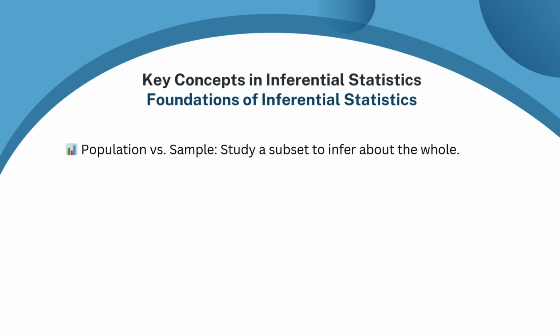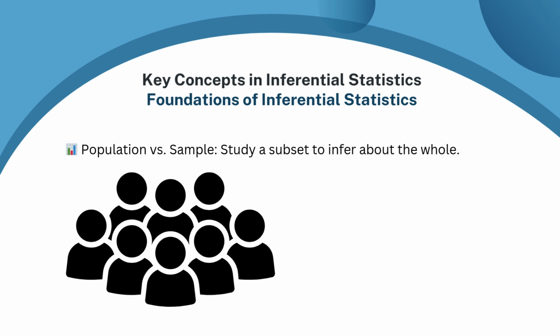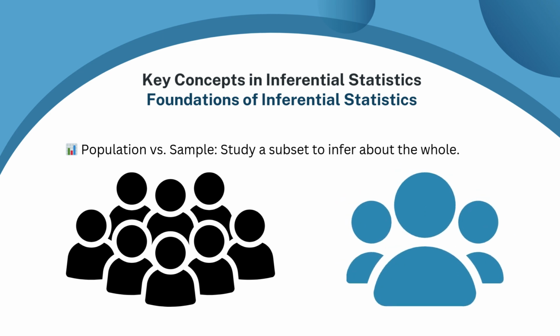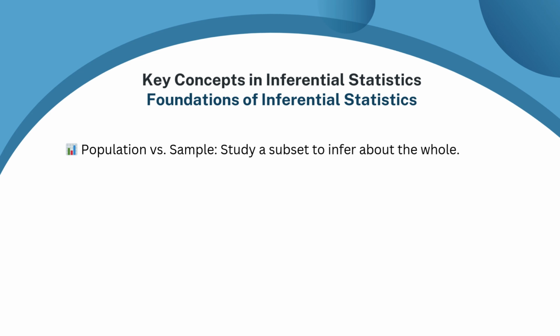Population versus sample. Let's start here. A population is the entire group you're interested in, like all patients with diabetes in the world. A sample is a smaller group selected from the population, like 500 patients from a specific region. The idea is that by analyzing the sample, we can learn about the population, assuming the sample is representative. Think of it as taking a small sip of soup to decide whether the entire pot needs more salt.